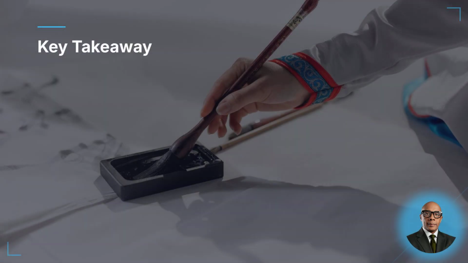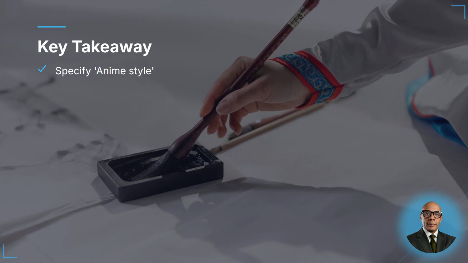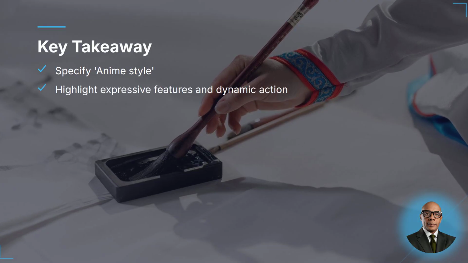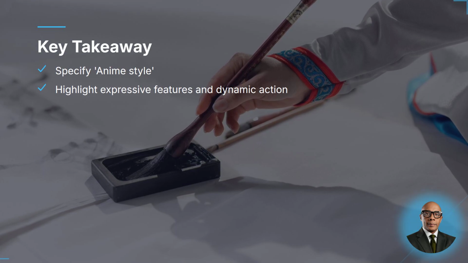To effectively generate anime-style images, make sure to explicitly include anime style in your prompt. Then, focus your descriptions on the exaggerated and expressive features of characters, especially their eyes and hair, alongside dynamic actions and vibrant, stylized environments. These details will help Gemini perfectly capture the essence of anime.